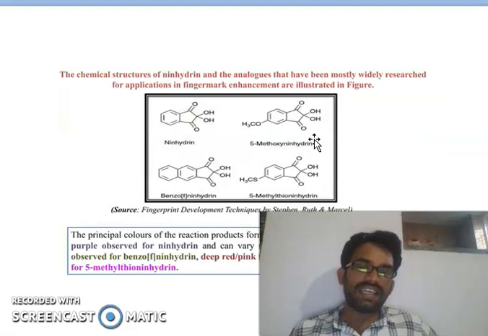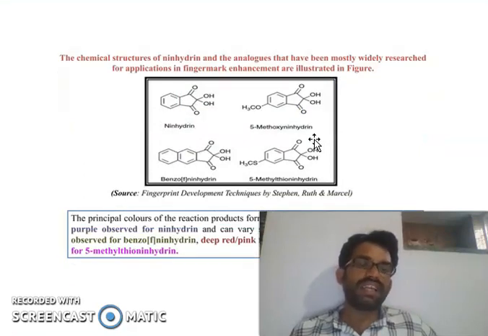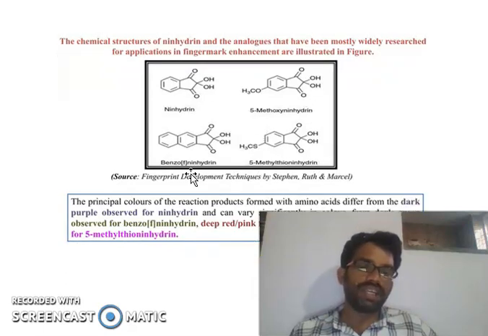Then you can see here the various derivatives of ninhydrin: ninhydrin, 5-methoxy-ninhydrin, benzo-ninhydrin and 5-methylthio-ninhydrin. These are some derivatives of various colors developed nowadays for the ninhydrin test.